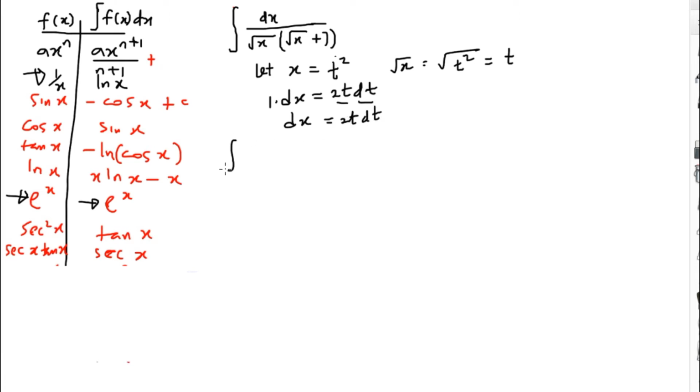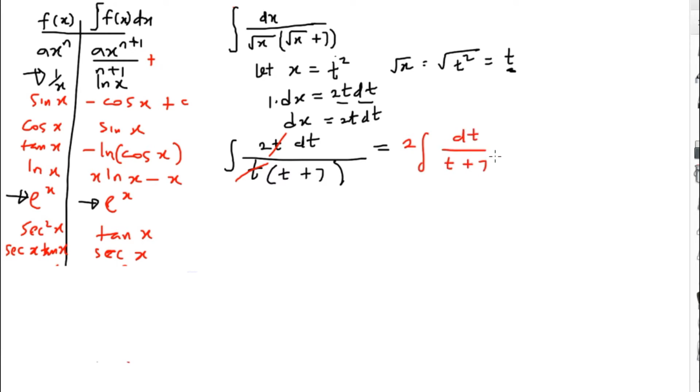So substitute, if I have dx in the expression, I substitute it with what? 2t dt upon root x. Root x is the same thing as t, don't forget, t, then t plus 7. So I have something of this nature now. t can cancel out with t, and 2 can come out of the integral sign, so that I have dt upon t plus 7. So what is the integral of dt over t plus 7? That's supposed to be 2 ln t plus 7 plus c.